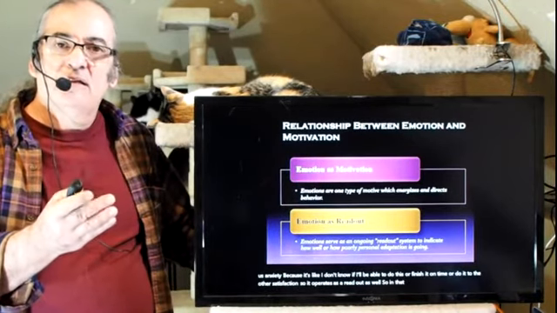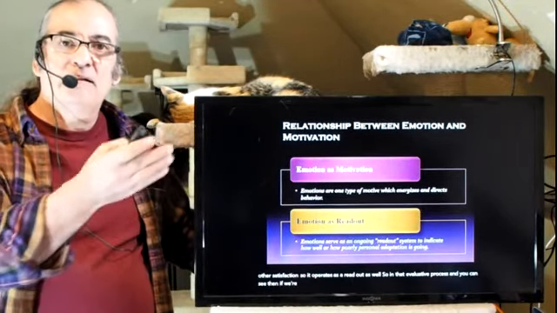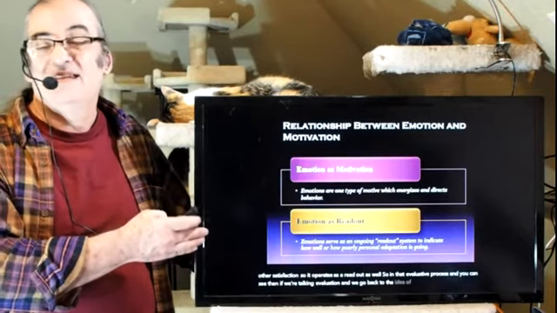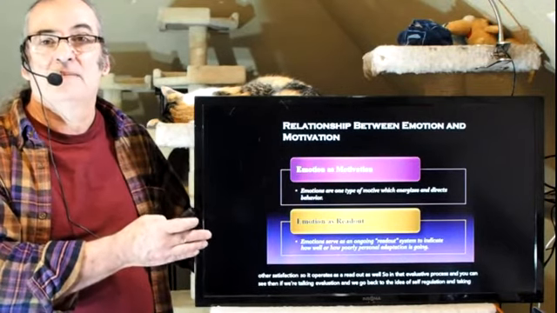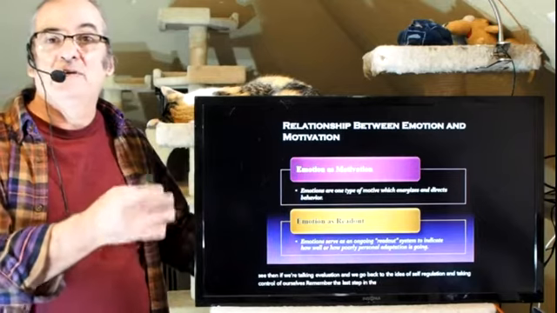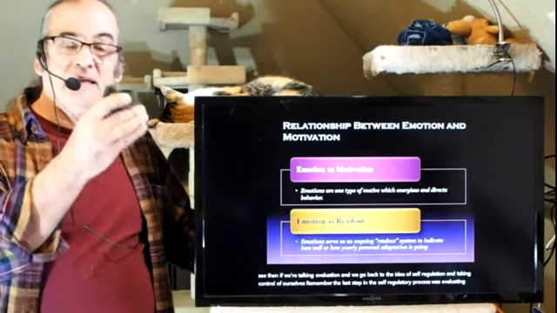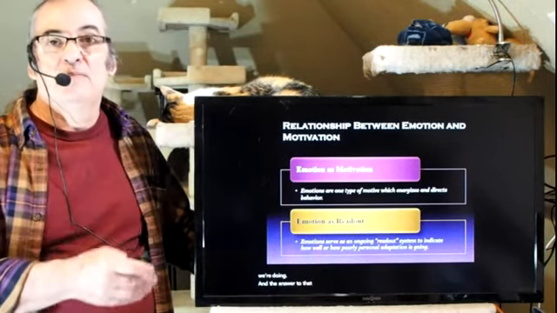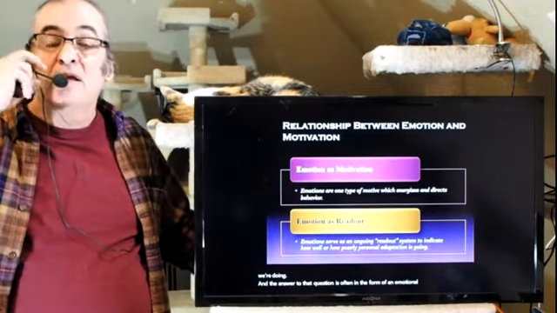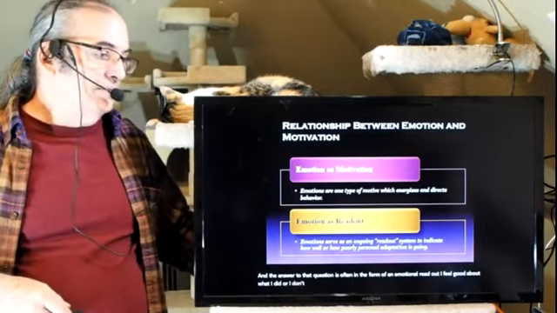And you can see then, if we're talking evaluation and we go back to the idea of self-regulation and taking control of ourselves, remember the last step in the self-regulatory process was evaluating how we're doing. And the answer to that question is often in the form of an emotional readout. I feel good about what I did, or I don't feel so good about what I did.